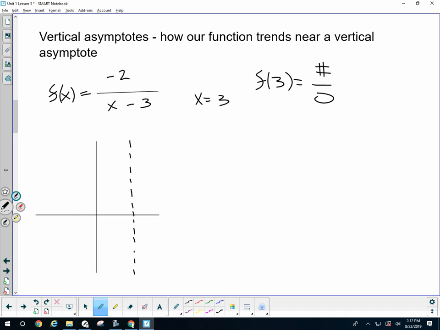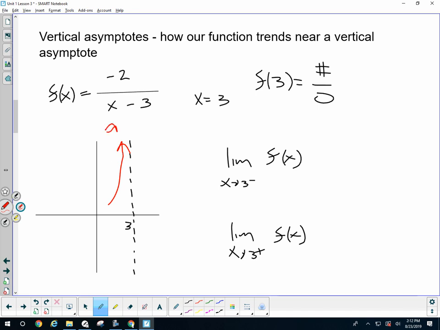Our goal today, knowing that at 3 we have a vertical asymptote, is to figure out, by analyzing each side of 3, what is my function doing or behaving to the left and to the right? Is my function going up to the left towards positive infinity? Is it going down to the left towards negative infinity? To the right, same thing. Is it going down? Is it going up?